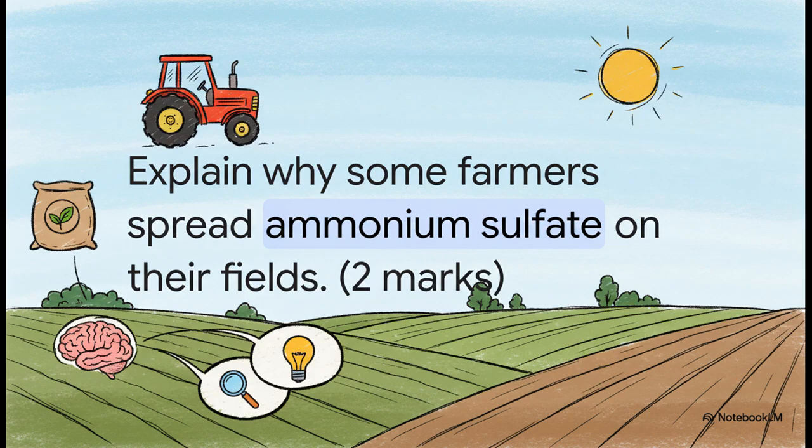Let's run the system again. Command word, explain. Keywords, ammonium sulfate and farmers. And the marks, 2 again. So we know we need to give reasons. For any explain question, a fantastic little mental trick is to structure your answer as what and why. What is it used for, and why is that useful? Thinking this way will almost always guide you to the 2 points you need.